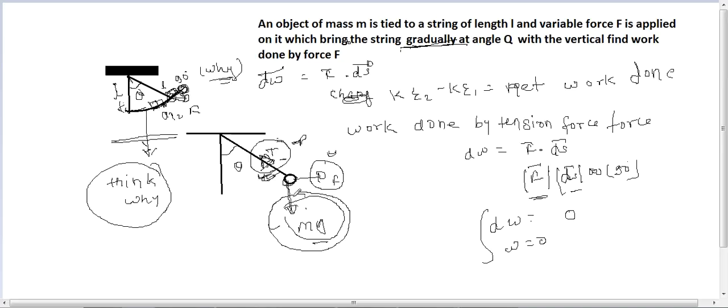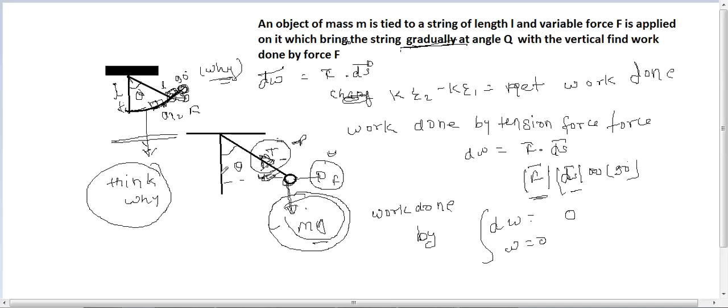It's your job to find out the work done by mg. Think. I'm just going to write down the answer. What should be the work done by mg? If you are just in class 11th, then you should work hard to find the work done by this mg.